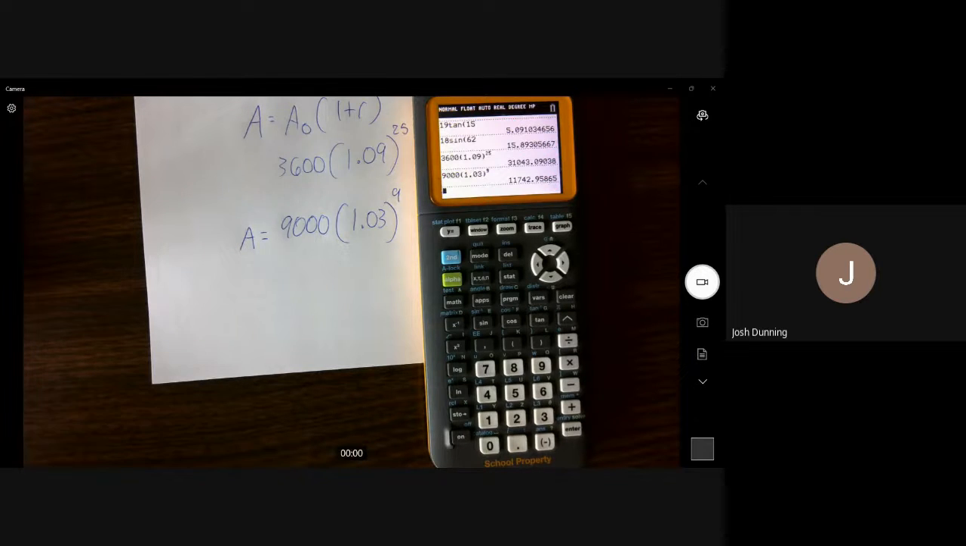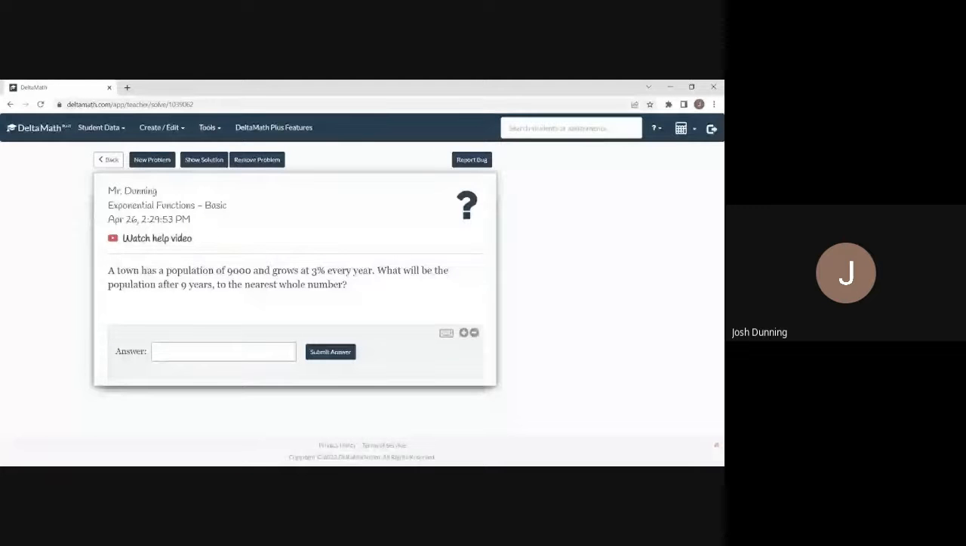So we got 11,742.95. It just says the nearest whole number. So we'll round that up. So it was 11,742.9. So 7. At 2 from the 0.9 rounds up to a 3.